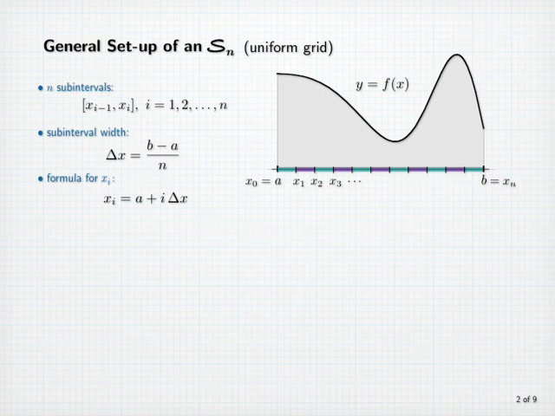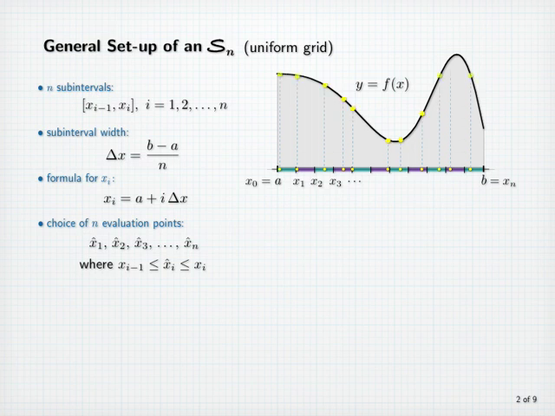So x0 is equal to a plus 0 delta x, x1 is a plus 1 delta x, x2 is a plus 2 delta x, and so on. Now we make a choice of n evaluation points, x hat 1, x hat 2, and so forth up to x hat n, where x hat sub i is in the ith subinterval. In other words, x hat sub i is between x sub i minus 1 and xi. These are the yellow dots that you see along the x-axis in the picture. We evaluate the function at each of those numbers to obtain heights for our rectangles.